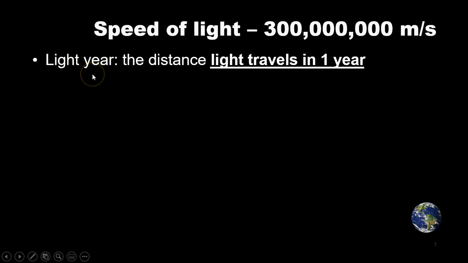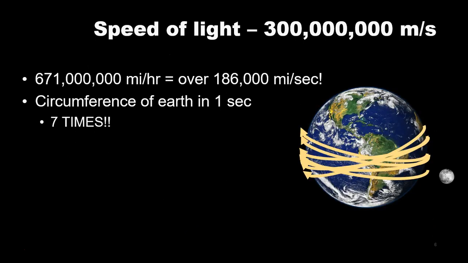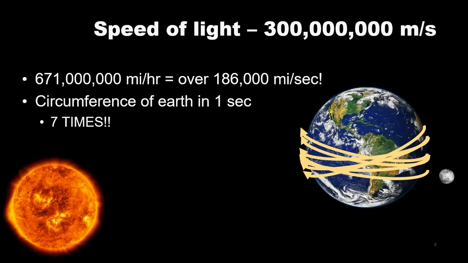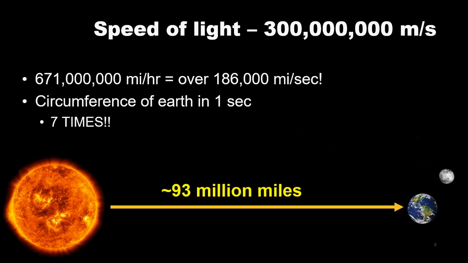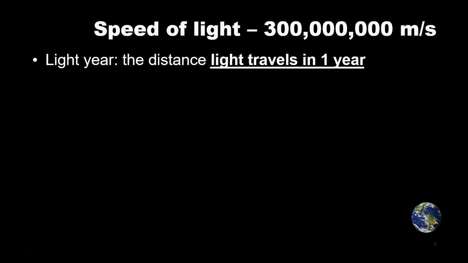Many people think a light year is a unit of time, but it's actually not. It's a unit of distance. A light year is the distance that light travels in 1 year. Now I want you to think about that. Remember the speed of light, 7 times around the circumference of the Earth in 1 second. At that speed, imagine doing that day in and day out, 24/7, 365, for 1 year.